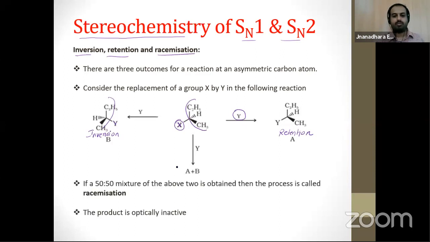Okay. Then you may have a third case. What's the third case? A 50-50% mixture of both inversion product and retention product. This is what is called racemic mixture, and this process is called racemization. And racemic mixture is optically inactive because 50% is dextro, 50% is levo. The dextro rotation of one enantiomer is compensated, cancelled out by the levo rotation of the other enantiomer. Okay, so that's about the consequence.